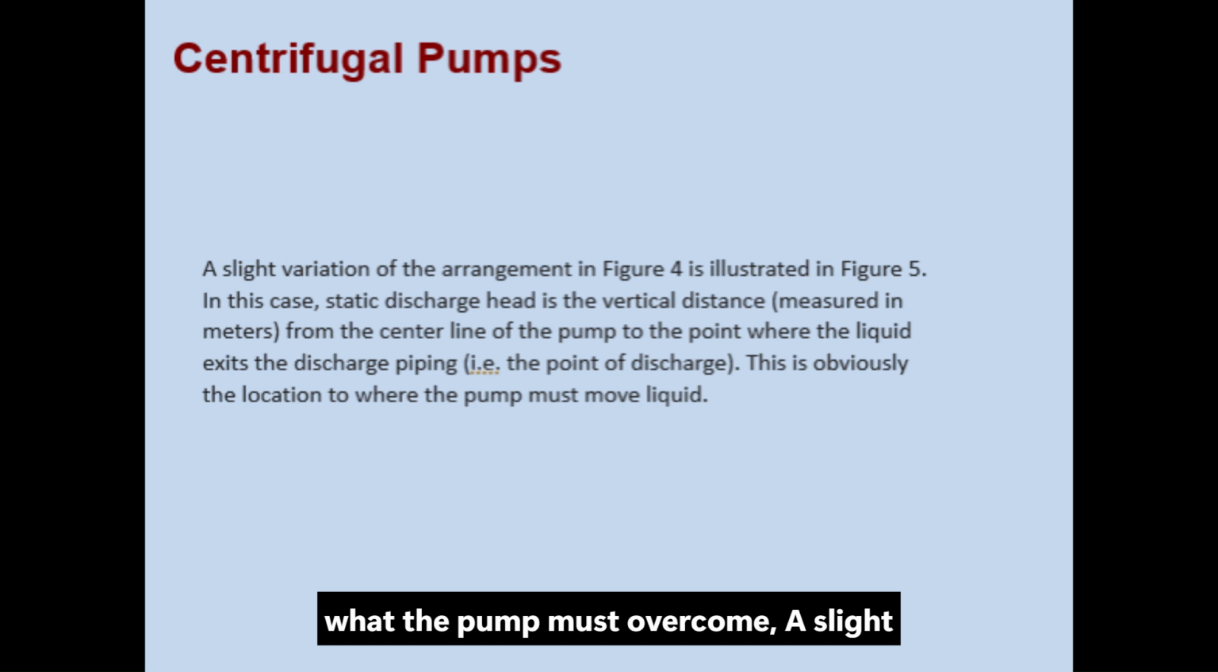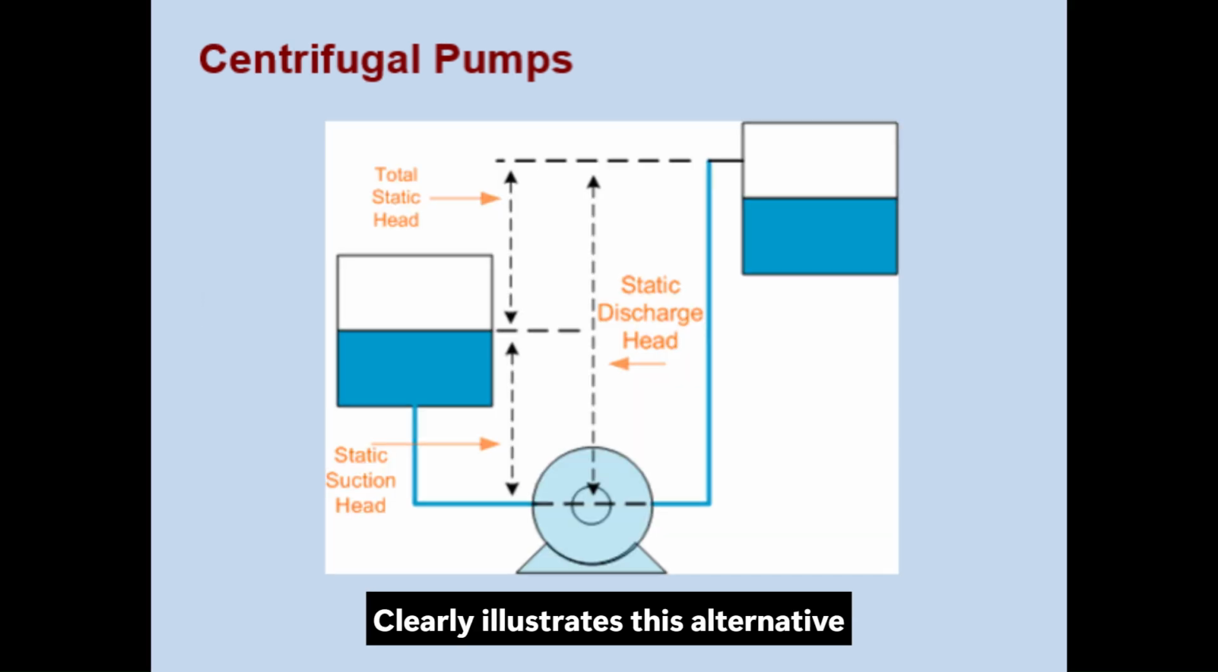A slight variation of the previous arrangement is shown in Figure 5. In this configuration, the static discharge head is measured as the vertical distance from the pump centerline to the point where liquid exits the discharge piping. This represents the actual location to which the pump must move the liquid, and it directly determines the discharge head requirement for the system. Figure 5 clearly illustrates this alternative arrangement where the discharge point is above the pump.